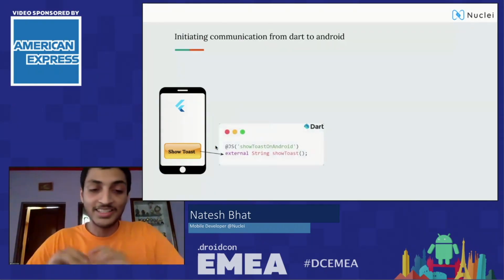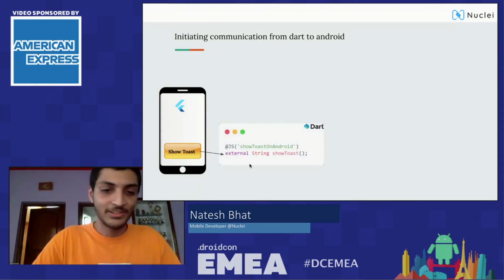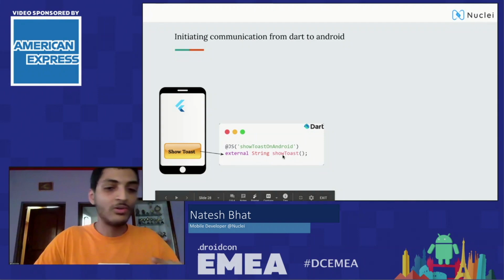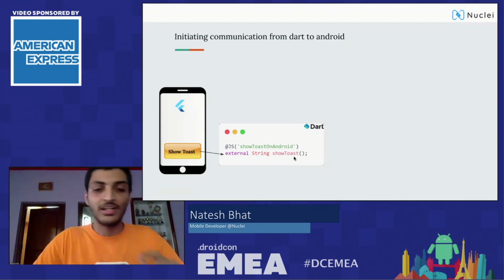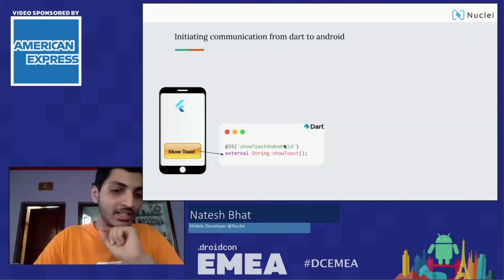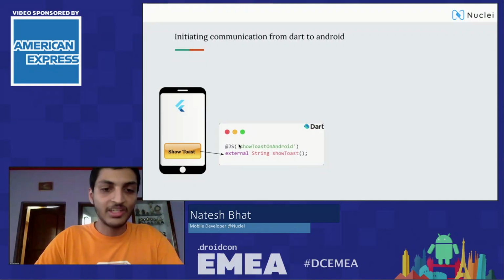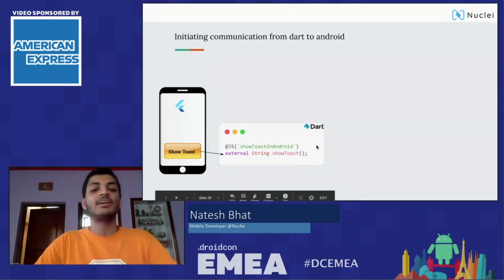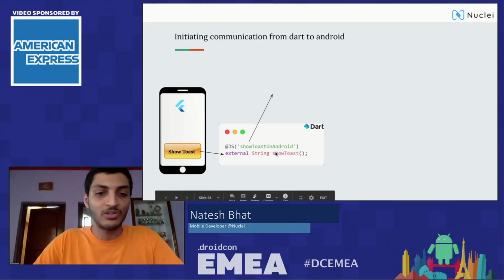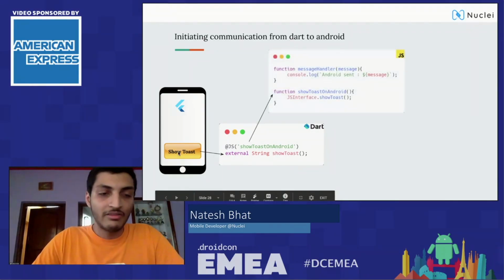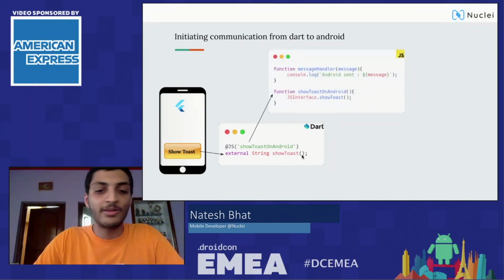All right. So for that, there is a clean way in Dart using the external keyword. What we can do is map a function in Dart to a function in JavaScript. Using the @js annotation, we can have an abstract method which maps onto a JavaScript function. So from Dart, whenever I click on this button, I call show toast, and this actually calls the corresponding mapped JavaScript function inside our JavaScript.